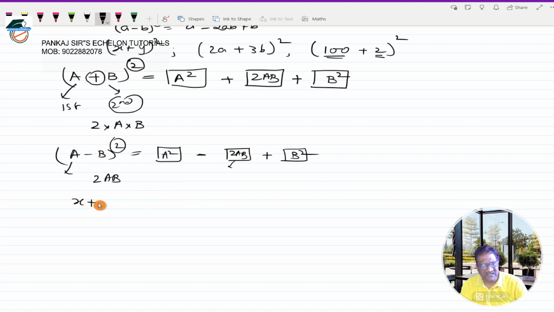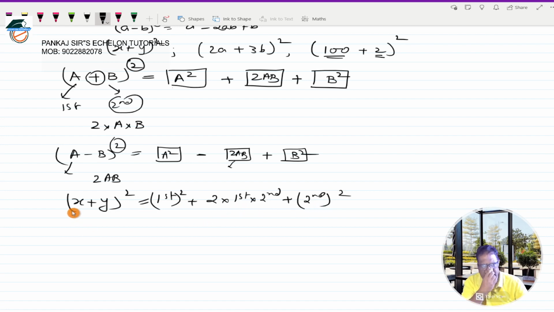Now for your practice, I'll put it this way. (x plus y) the whole square will be first term square plus 2 into first term into second term plus second term square. Now this is in general, so first term, second term can be anything. In this case, first term is x, so I'll write x square plus 2 into x into y, so it will be 2xy plus second term square. Second term is y, so it will be y square.